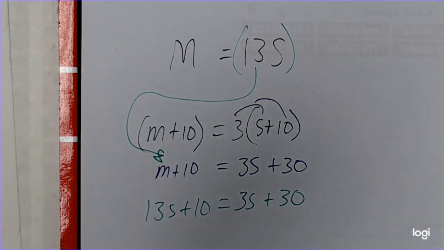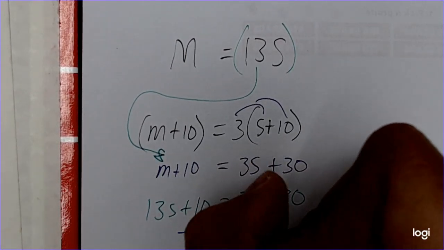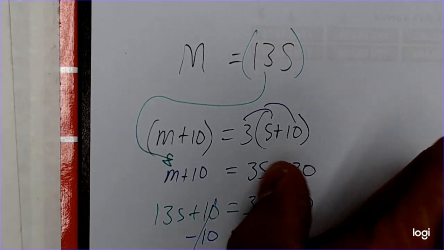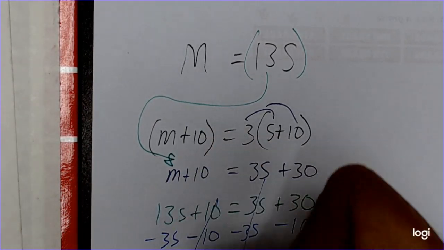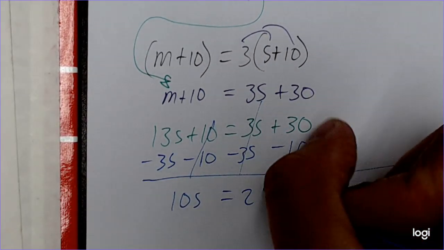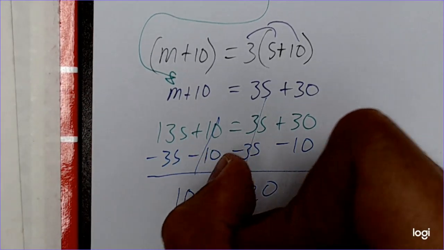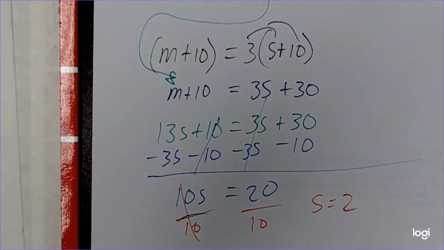Now I've only got one unknown, and I can solve by getting all my variables on the other side. We'll move to the left. We'll subtract 10. That cancels. I'll also subtract 3s. That cancels. So 13s minus 3s is 10s. 30 minus 10 is 20. Last step, if I divide by 10, I get that the son is only 2 years old right now.